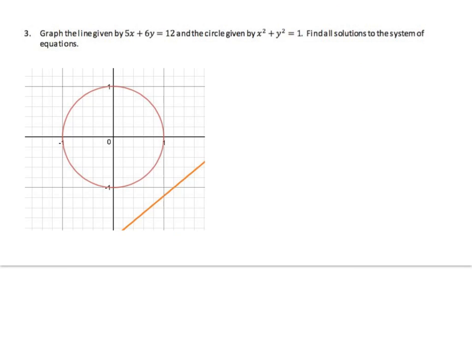Okay, number 3, graph the line given by 5x plus 6y equals 12.